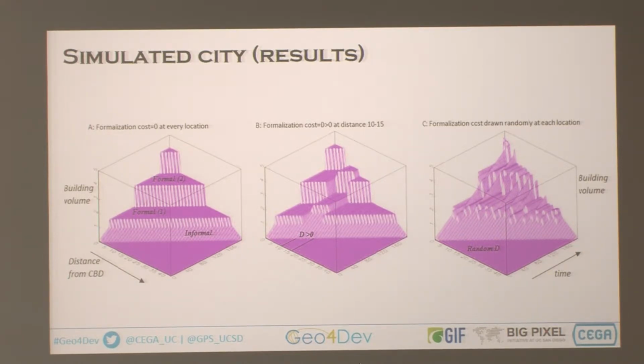For the graph in the middle, we've now assumed that there's some sort of arbitrary fixed cost to formalizing land. You can see what this does is it delays the amount of time that that chunk of land from 10 to 15 kilometers is in informal use. For the last graph on the end, we've assumed that there's complete heterogeneity in the costs across the city, and we end up with what we call the city hodgepodge. Here we have very tall formal sector development next to very crowded informal sector development that we see in the real world.